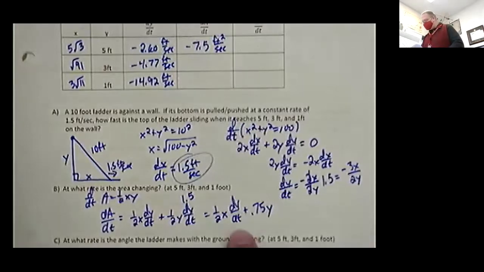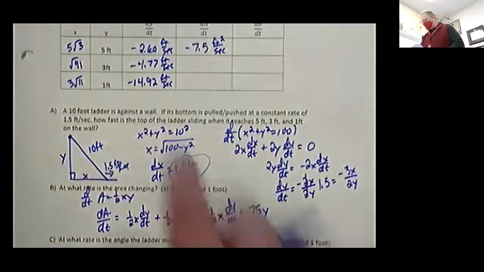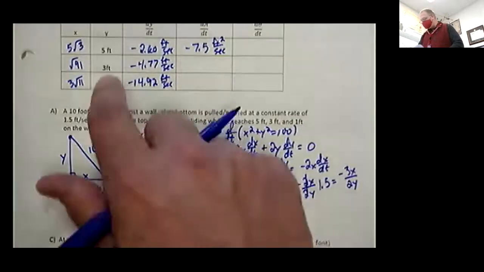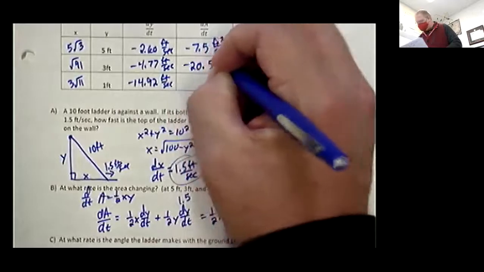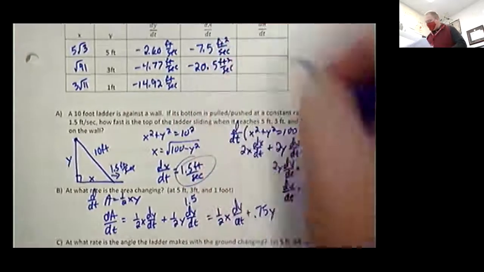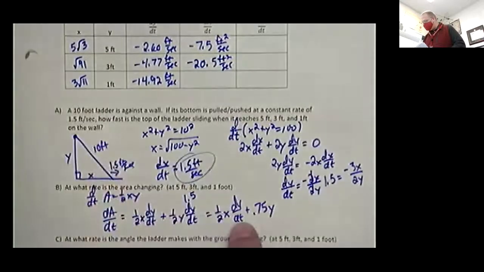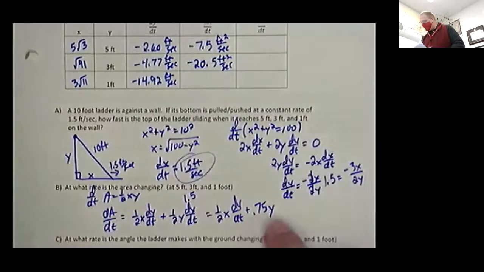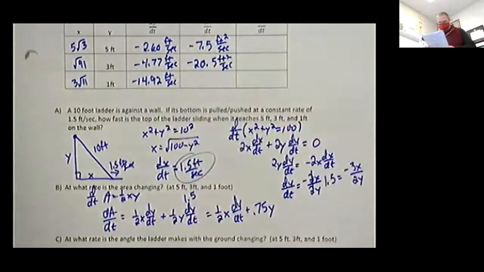Same thing for the second one. So we have 1/2 of root 91 times negative 4.77 plus 0.75 times 3. And that should get you a negative 20.5 feet squared per second. And then the same thing for the third one, 1/2 times 3√11 times negative 14.92 plus 0.75 times 1. And that is, what did you get for that one?